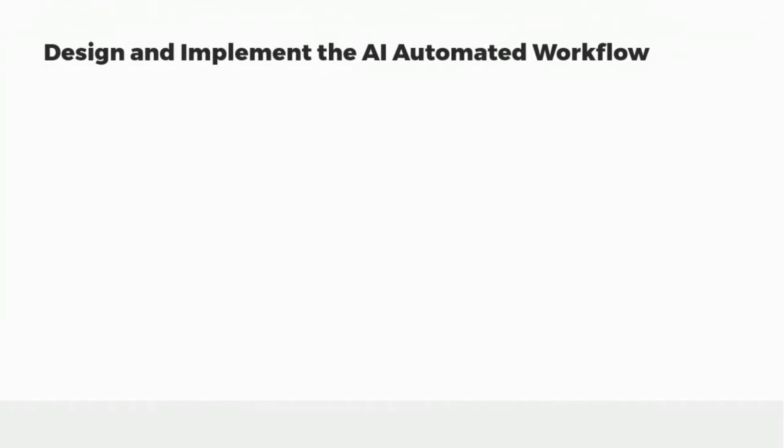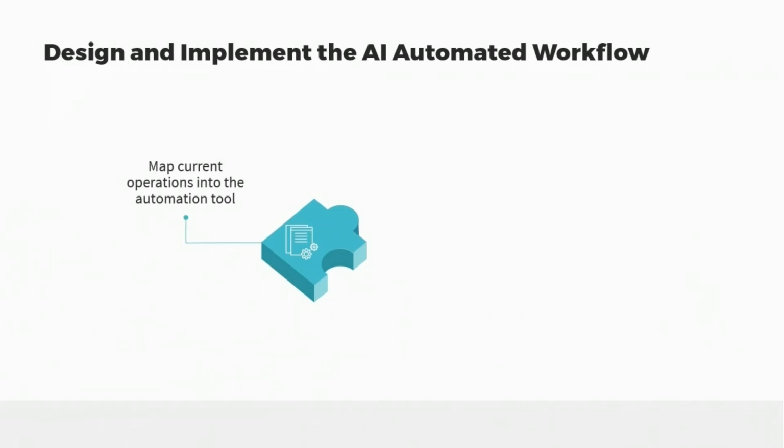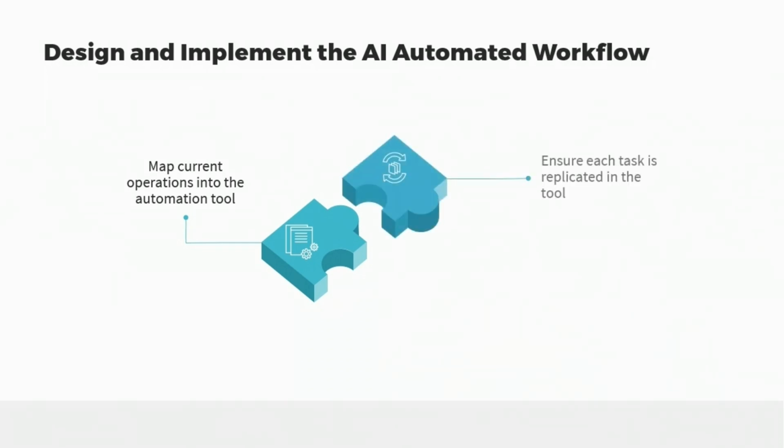And finally, the design and implementation of AI automated workflows involves mapping current operations into the chosen automation tool, replicating tasks, decision points, and alternative paths to ensure seamless execution. Organizations need to translate the documented current workflow into the selected AI automation tool, ensuring that all the tasks, dependencies, and decision points are accurately represented. Then we can verify that each task identified in the current workflow is replicated within the automation tool, with clear instructions, inputs, outputs, and triggers.